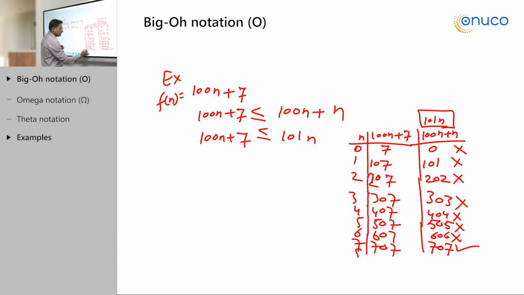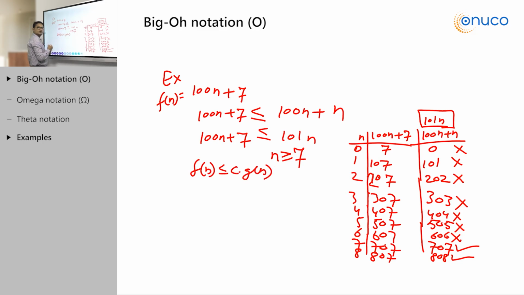Let us take one more example. 8: we are getting 807, but this is 808, so it is true. It means this inequality holds for all values of n greater than or equal to 7. Right? In that case, you can say that f of n is less than or equal to c into g of n. And what is c, friend? C is equal to 101. What is n? n is greater than or equal to 7. So this holds.